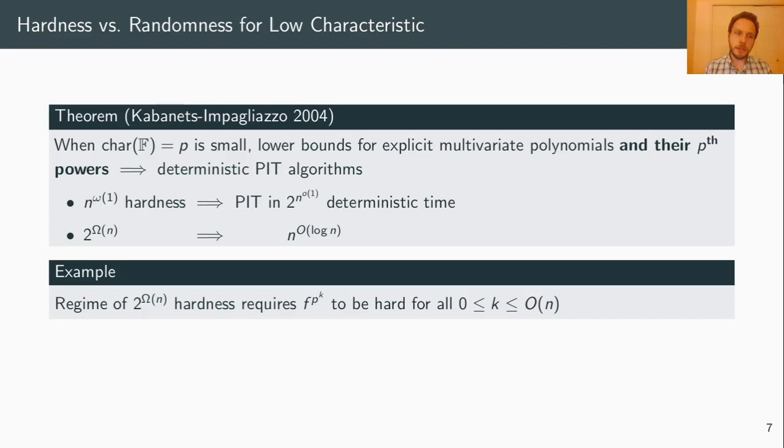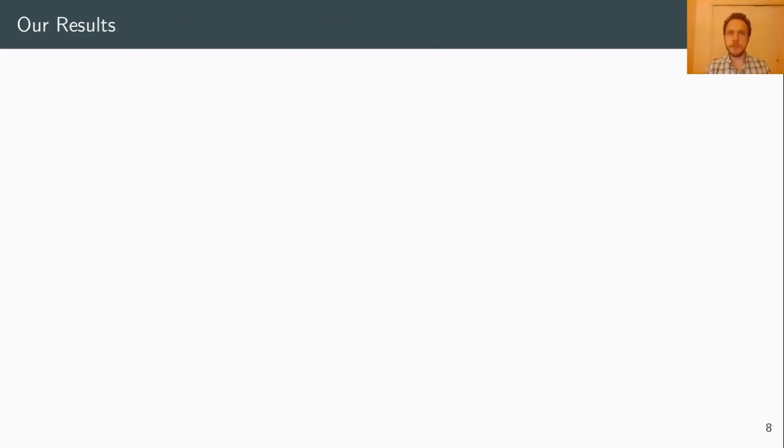I should also mention that in the high characteristic setting, we saw that univariate lower bounds gave us stronger de-randomization. However, such a result is not known in the low characteristic regime. So we have some kind of hardness-randomness connection, but it would be really nice to remove this p-th power condition and somehow de-randomize PIT under lower bounds against a single family of polynomials. And that's what we're going to do in this work.